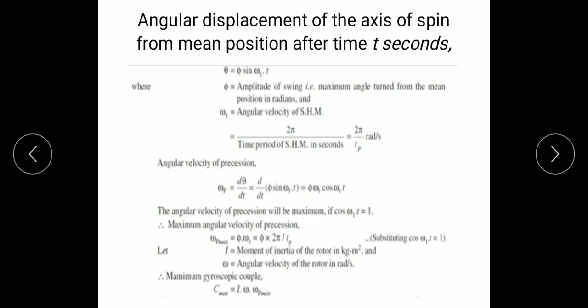we consider v by r in aeroplanes, but here we consider omega p maximum. Omega p maximum equal to 5 into 2 pi by tp. So that is the difference between the effect of gyroscopic couple in aeroplane and naval ship. Here we have to change the omega p only. In aeroplanes we used omega p, but here we use omega p maximum. Generally omega p equal to v by r, but here we take omega p max equal to 5 into 2 pi by tp. Okay, next.